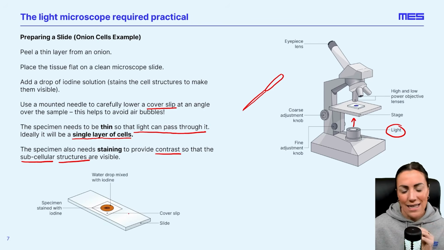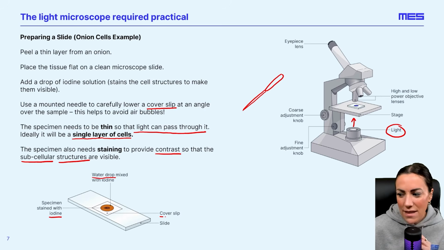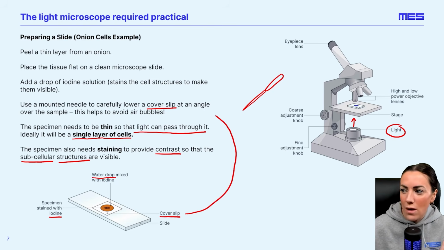So the glass slide is the rectangular shape. You can see your specimen placed on the slide, which has been stained with iodine solution. You might have added a little bit of water as well to your slide, just to help your onion cells to stick. And then the cover slip is the smaller, thinner glass square that you place over the top of your specimen. It helps to make sure it's nice and flat. It squashes it into a single layer of cells. But make sure you do lower the cover slip slowly, using a mounted needle at an angle to try and reduce the number of air bubbles.